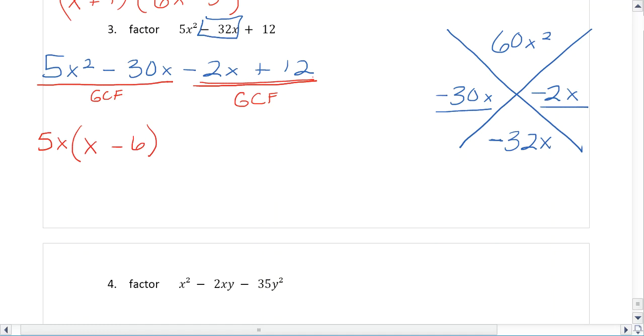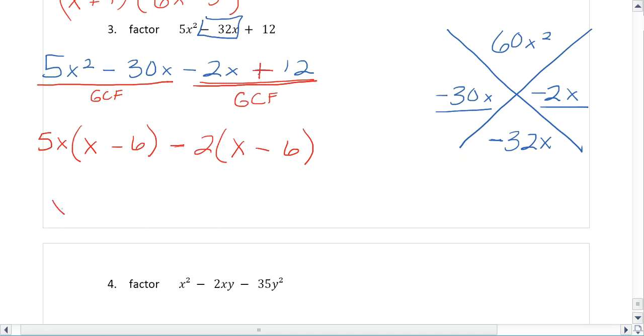These two both share a negative 2. So we're going to factor out a negative 2, and we're left with x minus 6. Notice negative 2 times negative 6 gives me this positive 12. So be careful with your signs.